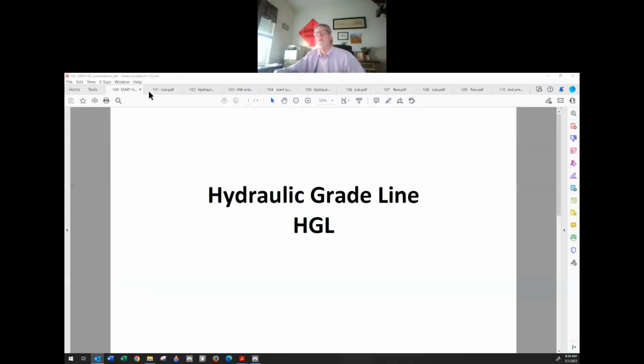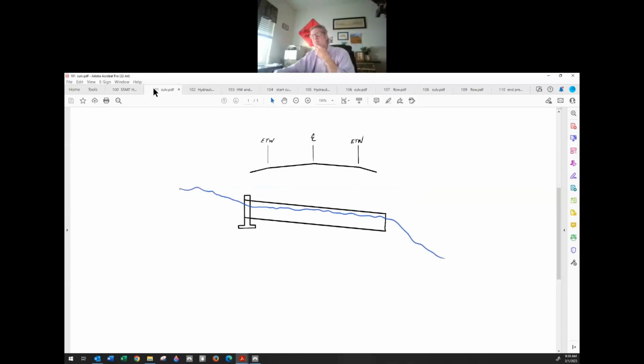There we go. So we have our standard cross culvert. We're trying to get the hydraulic grade line to stay down in here just through the culvert. What we don't want to do is have this end up rising up to a level that becomes a problem.